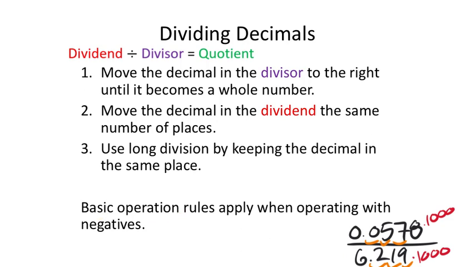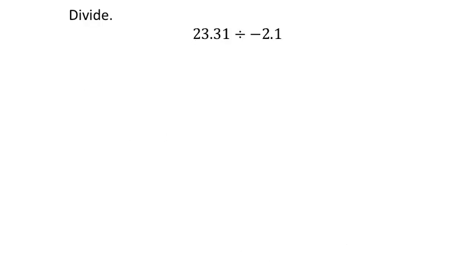But as usual, all the basic operation rules apply when operating with negatives. One negative makes the answer a negative. Two negatives will make the answer a positive. Same with no negatives: if both numbers are positive, the answer will be positive. That's probably not very clear, so let's look at this example right here.